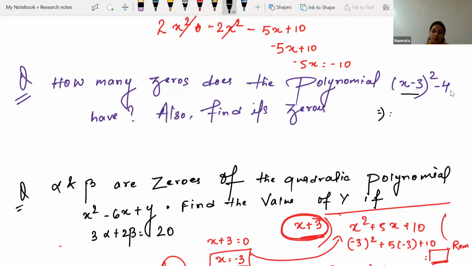What have you got once you have expanded this one? x squared plus 9 minus 4. x square plus 9 minus 4 you have got. Yeah, that's it. I don't know what to do next.